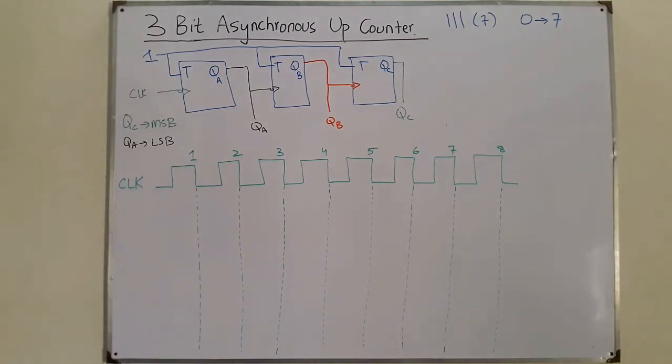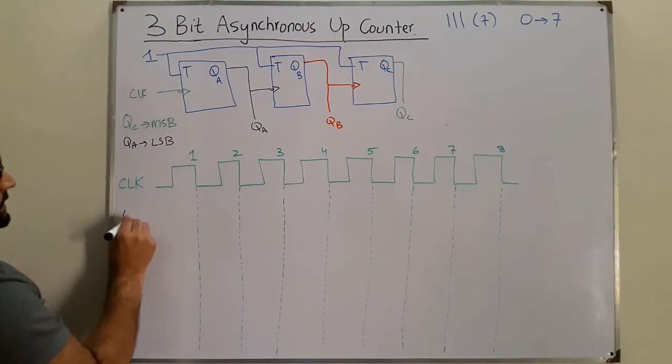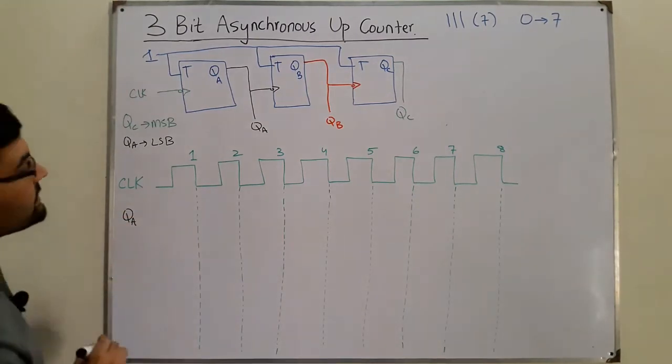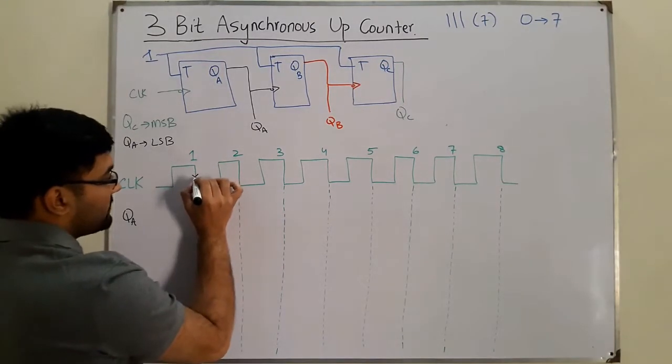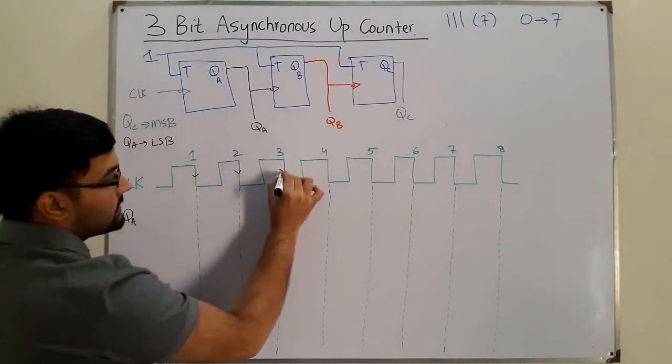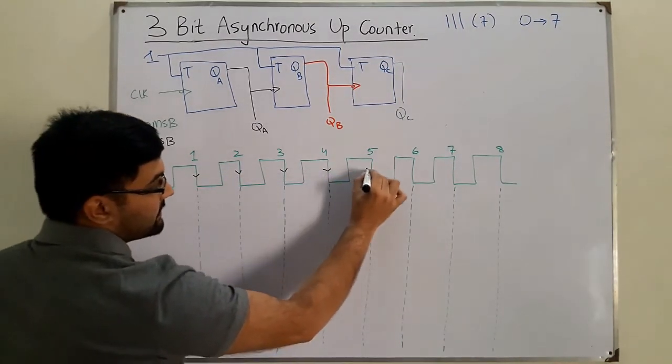Now we draw them with the clock pulses. Let's say first is QA. QA is here, and we have the clock pulses over here. It will be working on the negative edges, so let me show you the negative edges.